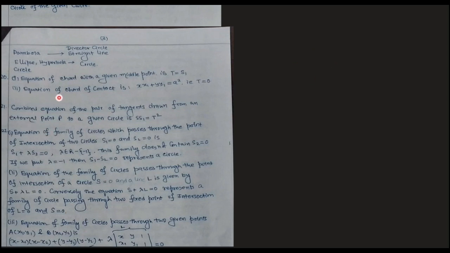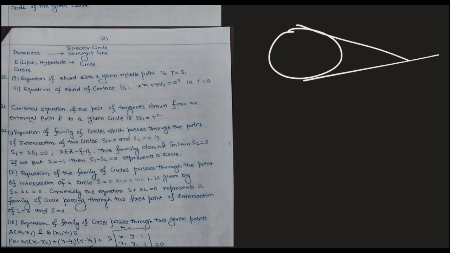Now, the equation of the chord of contact. Chord of contact means what? If you have a circle, from an outside point you draw two tangents, and these two tangents touch the circle here and here. If you draw this line joining them, it is known as the COC, the chord of contact.